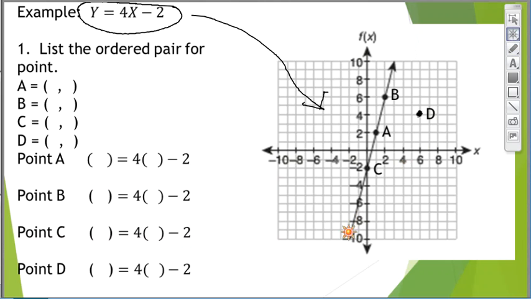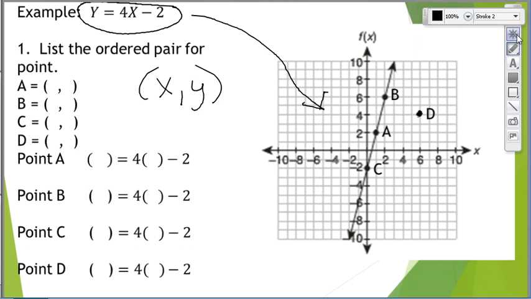And you can see that this line is made up of an infinite amount of points. And I've just picked some points on this line, point A, point B, point C. And the first thing I want us to do is list the ordered pair for each point. So the ordered pair for point A, remember ordered pairs are listed x first and then the y.